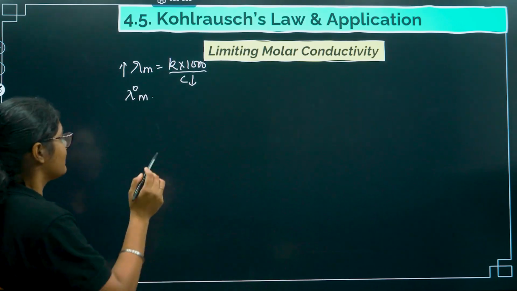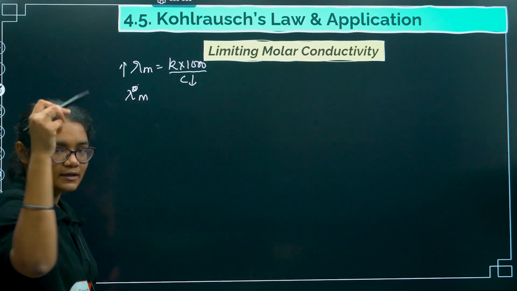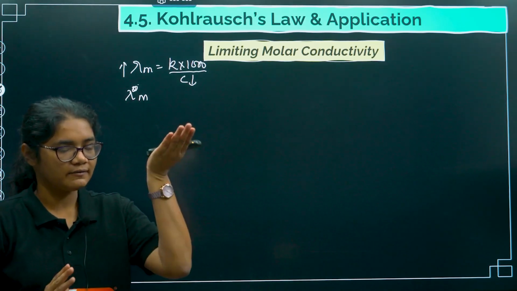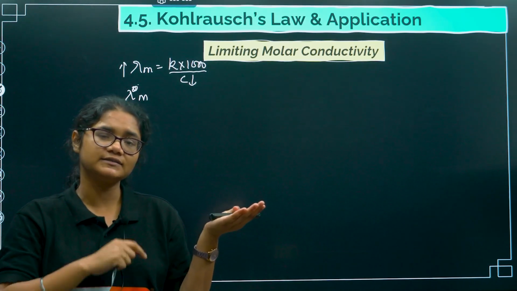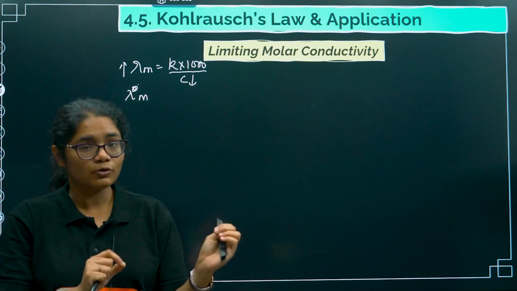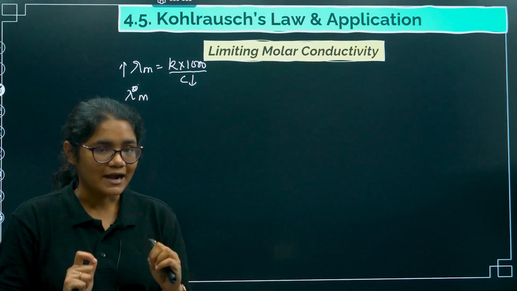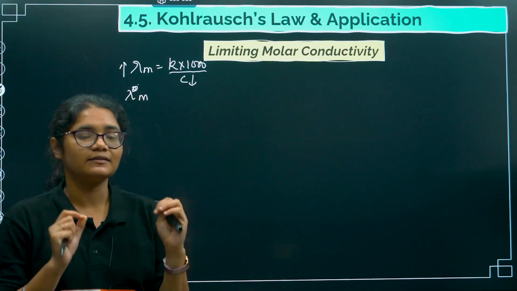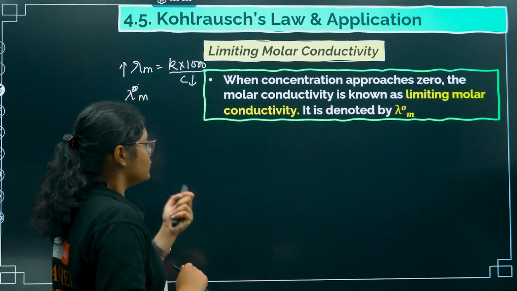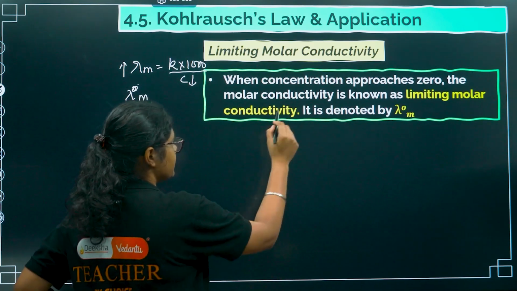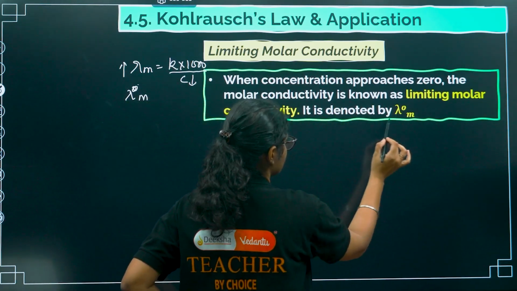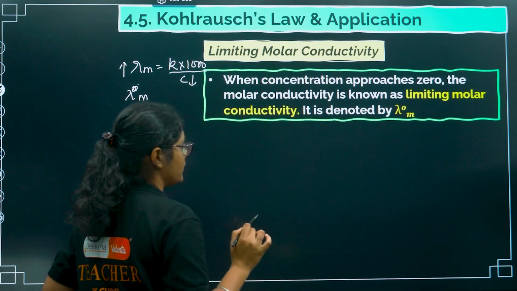It is denoted by this sign, one dot is given. Clear? When concentration decreases, molar conductivity will increase, but when you have decreased the concentration to such a large extent that it has almost reached 0, whatever the molar conductivity is, that is called limiting molar conductivity. This is the definition: when the concentration approaches 0, the molar conductivity is known as limiting molar conductivity. It is denoted by lambda naught m.